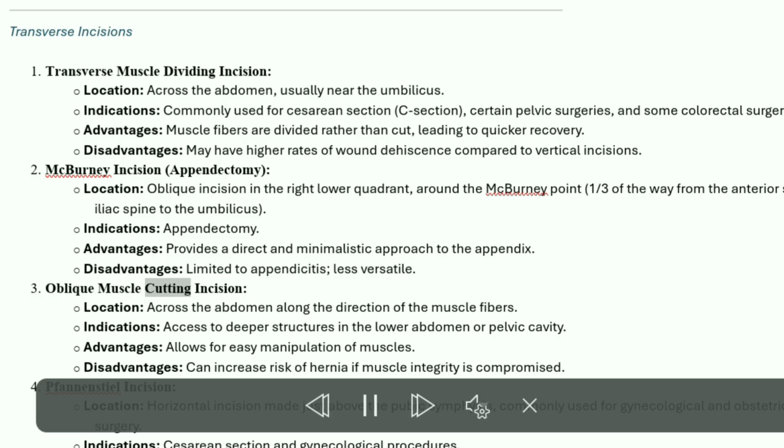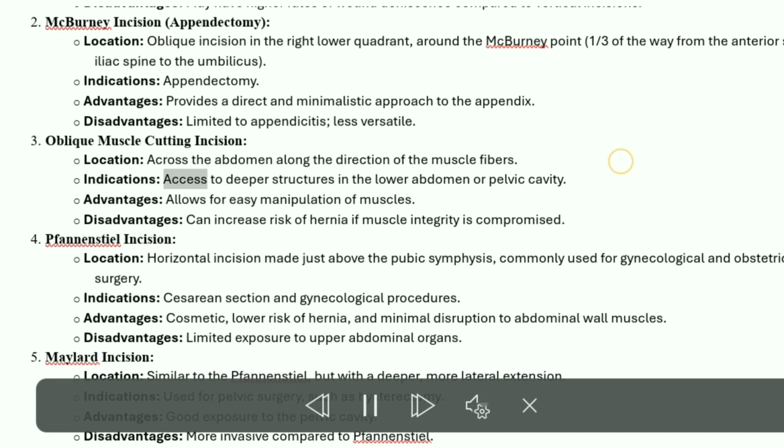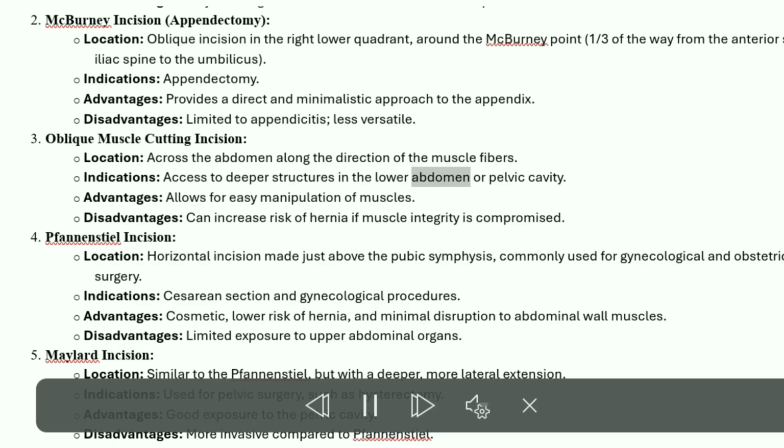Oblique muscle cutting incision. Location, across the abdomen along the direction of the muscle fibers. Indications, access to deeper structures in the lower abdomen or pelvic cavity. Advantages, allows for easy manipulation of muscles. Disadvantages, can increase risk of hernia if muscle integrity is compromised.